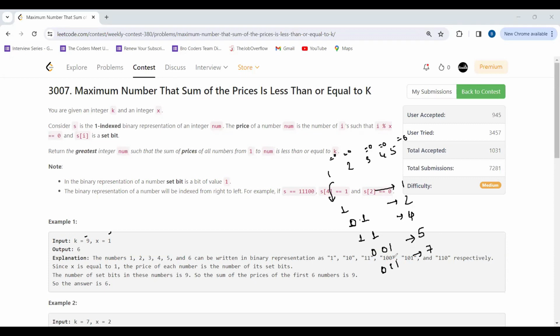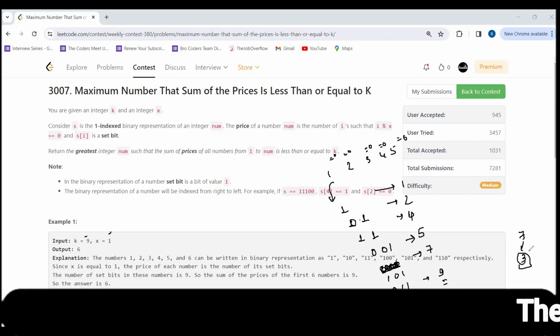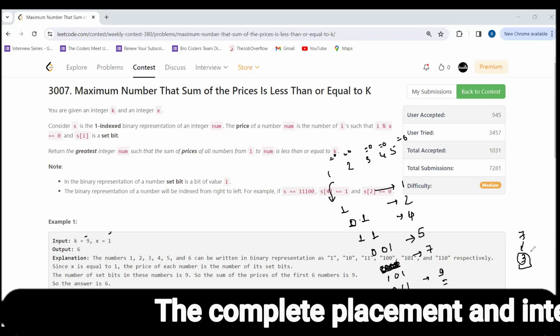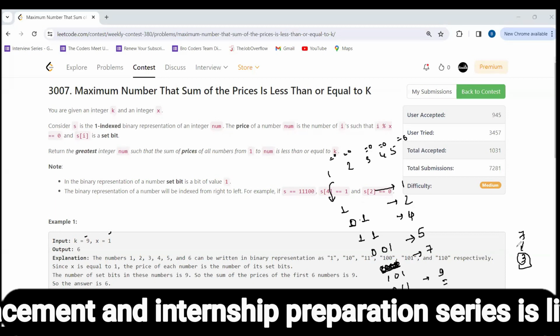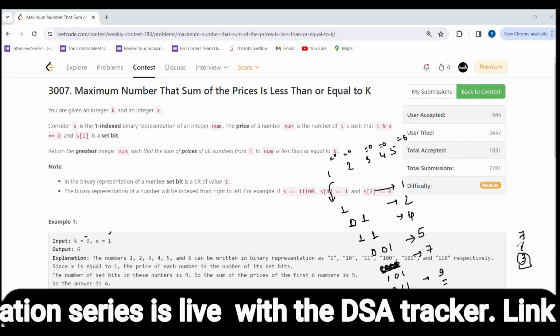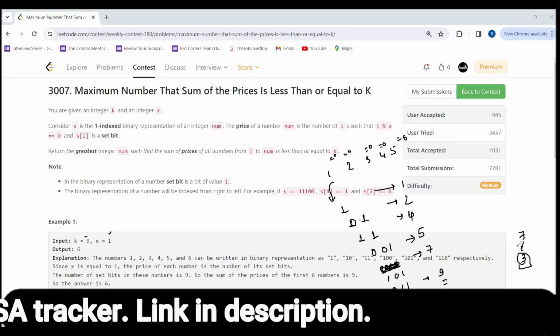Oh yeah, sorry. After 4, 5 will come. 5 will look something like this and it will contribute 2 bits. Then comes 6. It will contribute 2 bits and it will become 9. So exactly we have reached the total price sum of 9. If we include further elements, like 7, which has 3 set bits, it will increase our total price by 3 and exceed the value of k which we are given. So we'll skip this number. Clear?